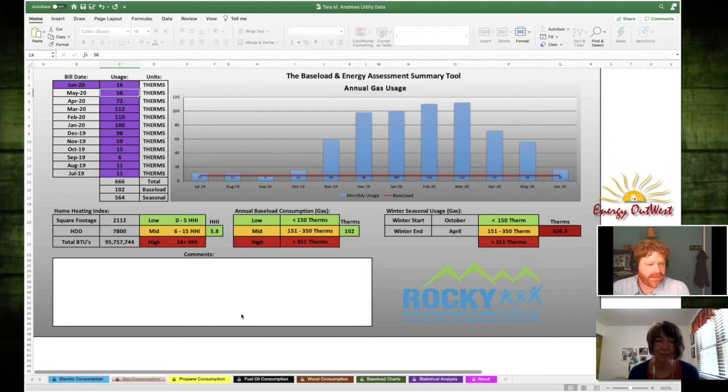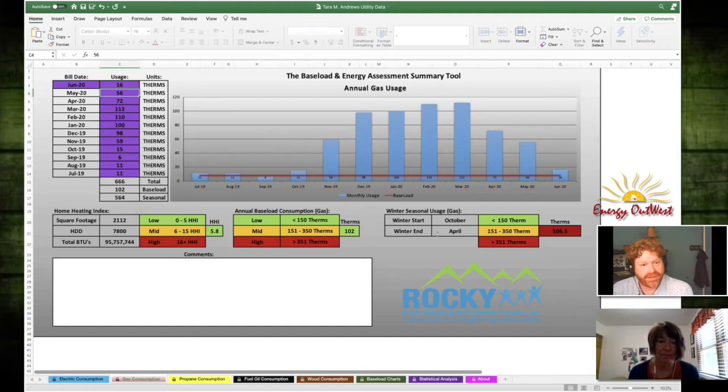So you'll notice here that our home heating index stayed the same. That will be constant through all the tabs on this page. And we have that low home heating index, which is good. The overall energy footprint of this home is in the low range, and that's good. The annual baseload consumption for gas is 102 therms, and that's in the low range as well.